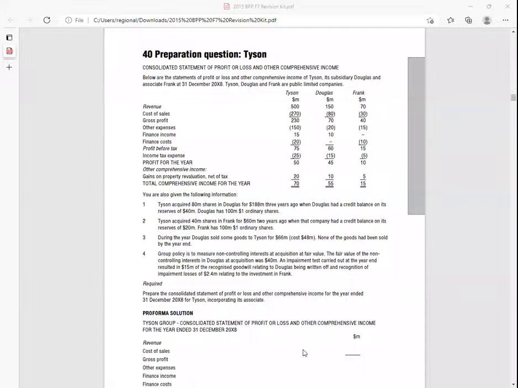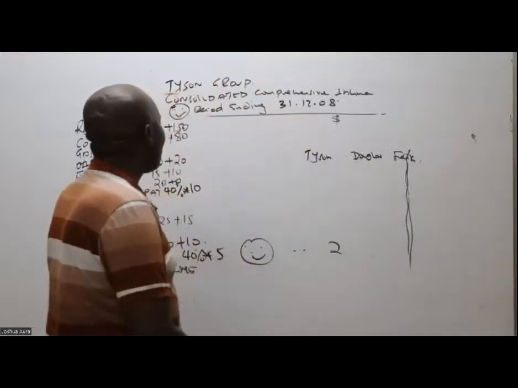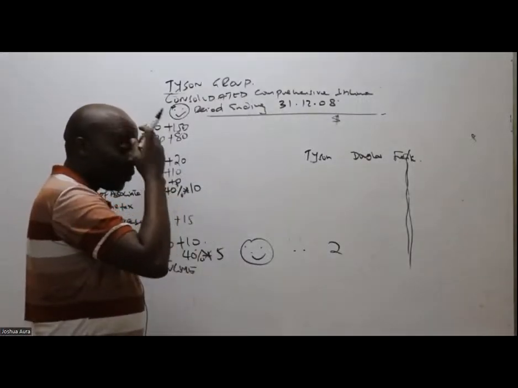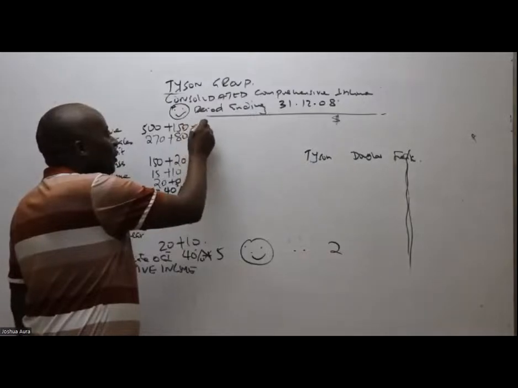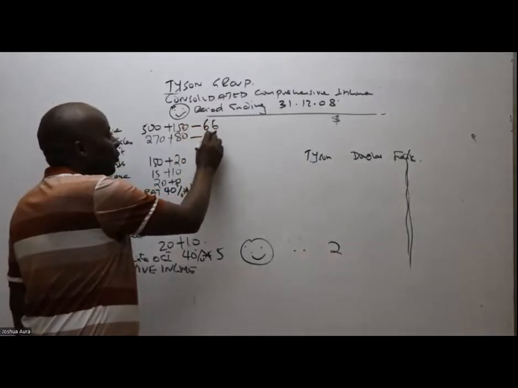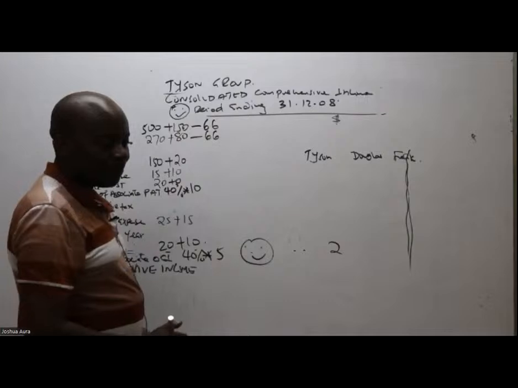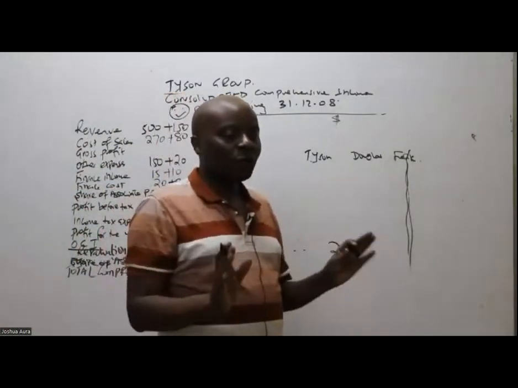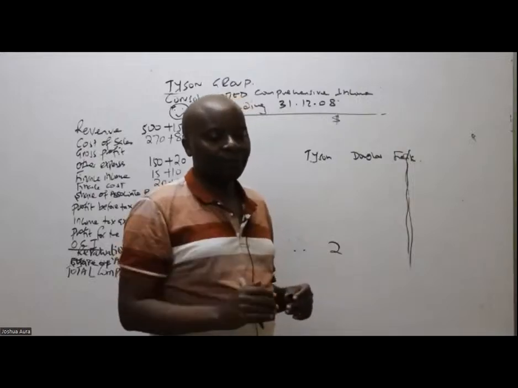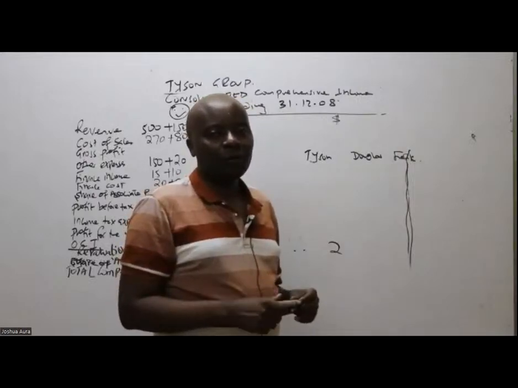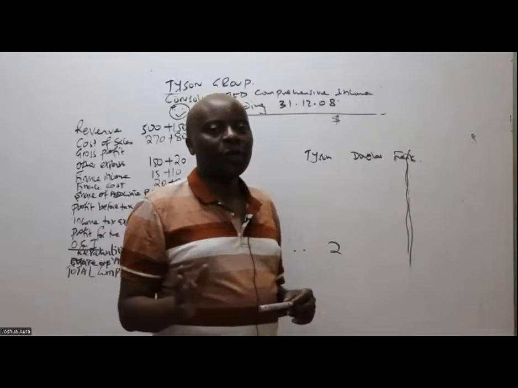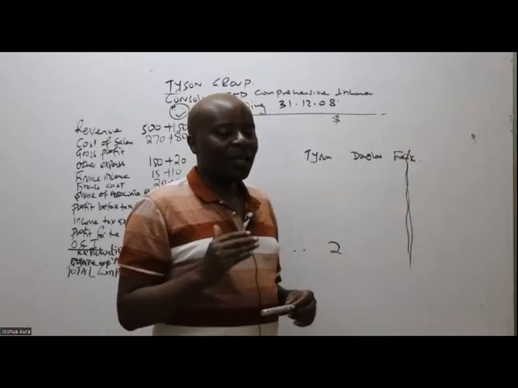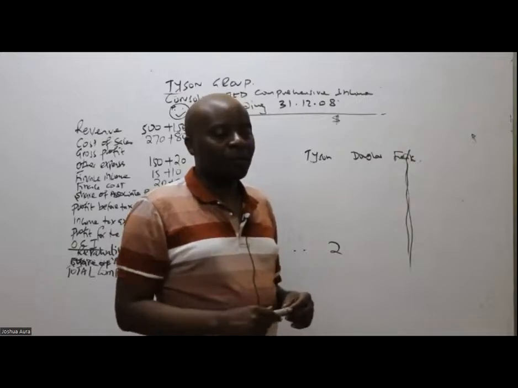So this sale is fake. This 66 million, I need to subtract it from where and where? I need to cancel it from sales, and I cancel it from cost of sales. Yes, from revenue and from cost of sales. Both of them. We cancel internal sales from both revenue and cost of sales.